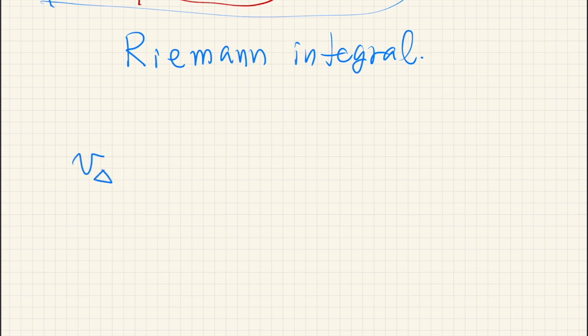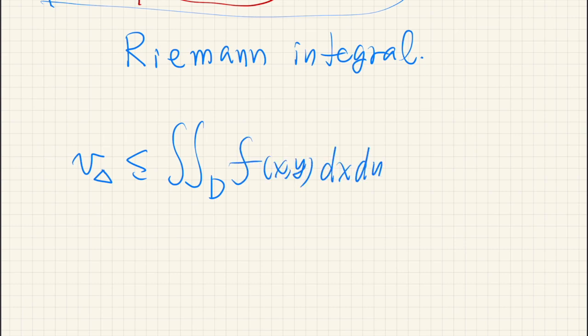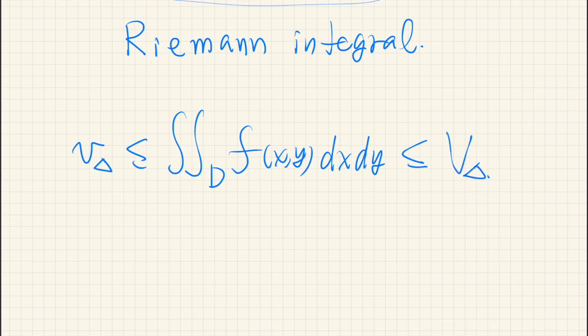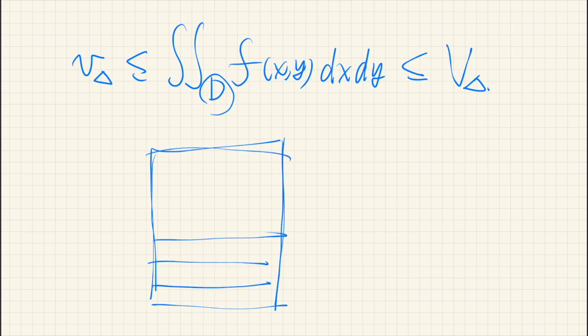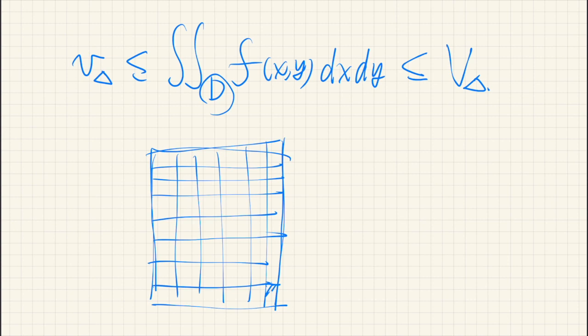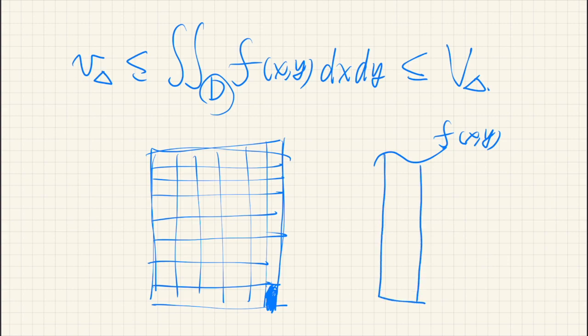So let's call it like this: the double integral of f(x,y) dx dy, and the volume of this. This D is something like this. This is a rectangle, so we divide it into smaller pieces, and for each smaller rectangle, suppose this is the curved surface, and this is the smaller rectangle here. Then the minimum value is like this, and the maximum value is something like this.